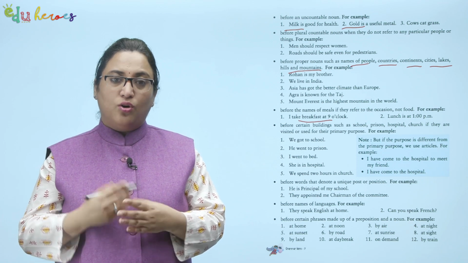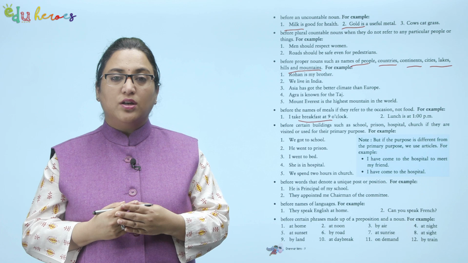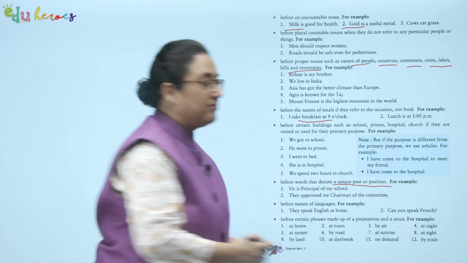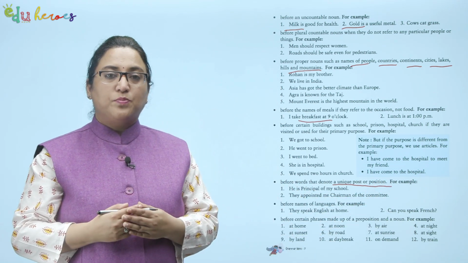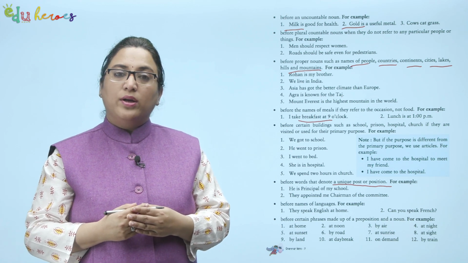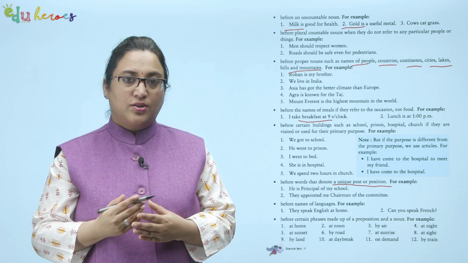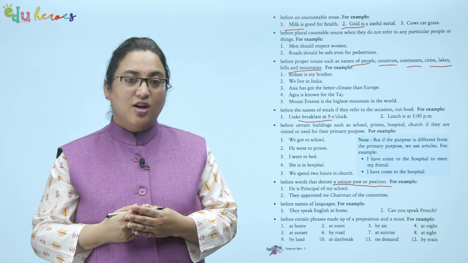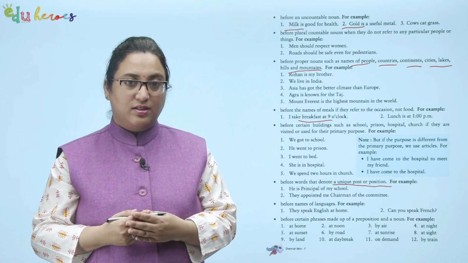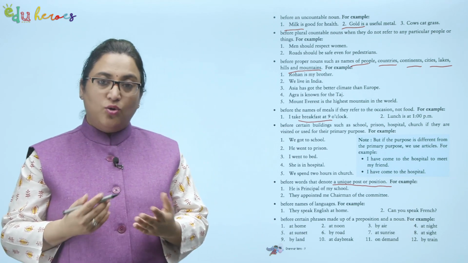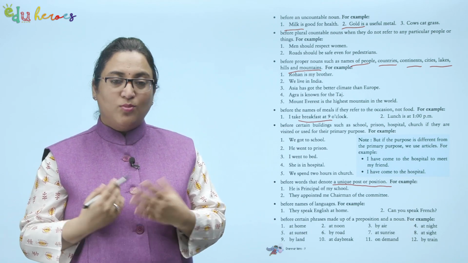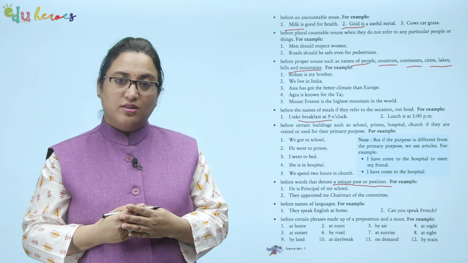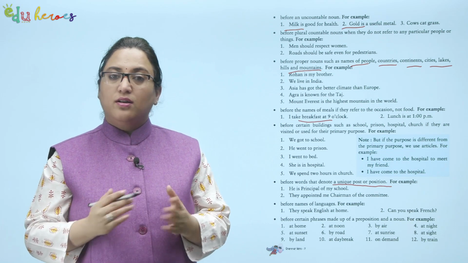The rule of omission also applies before words that denote a unique post or position. A unique post. Like, he is principal of my school. They appointed me chairman of the committee. So, these are unique post or positions here, principal and chairman of the committee. Also used before names of languages. For example, they speak English at home. Can you speak French? Children, what are the names of languages here? Yes, you're right. English and French. So, you will not use articles before names of languages.